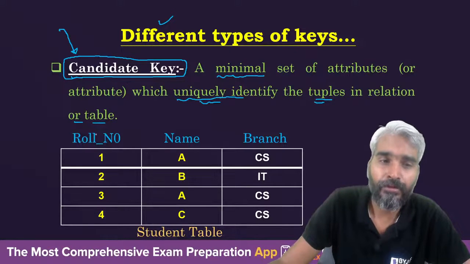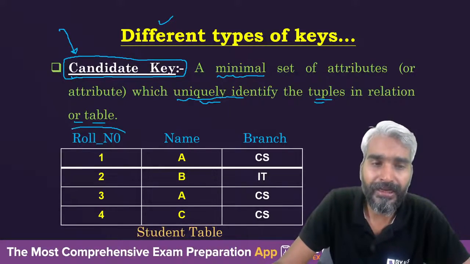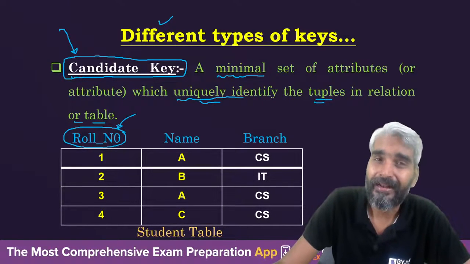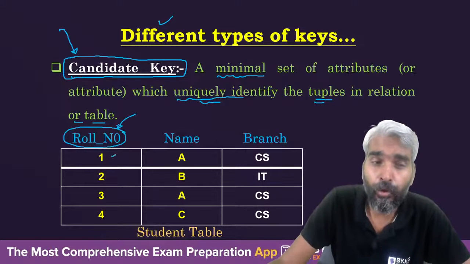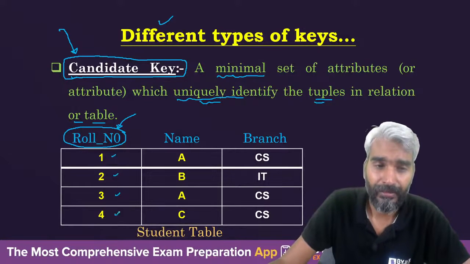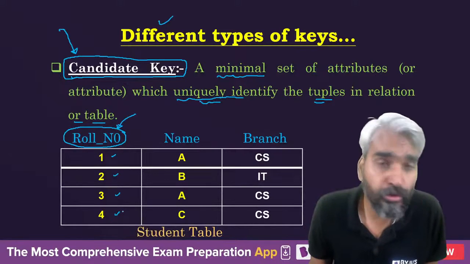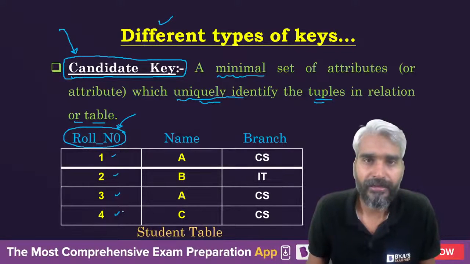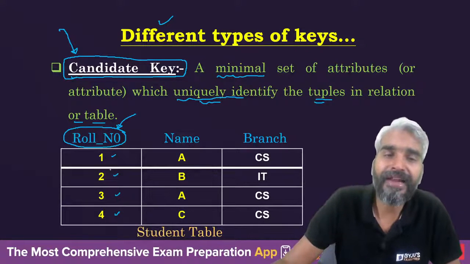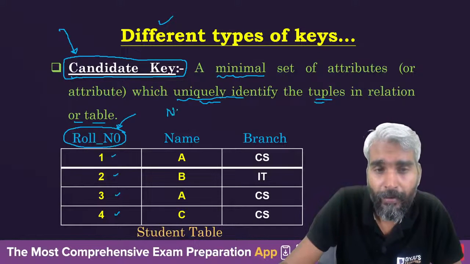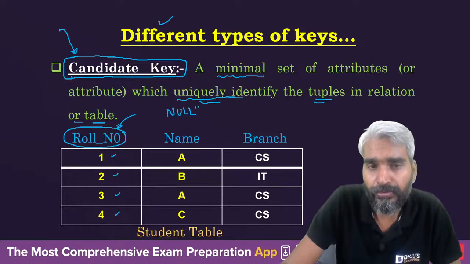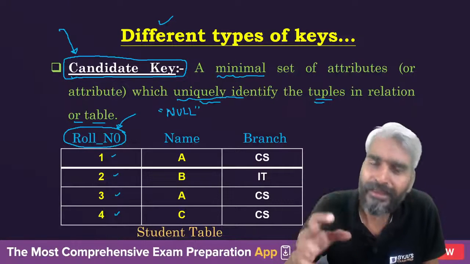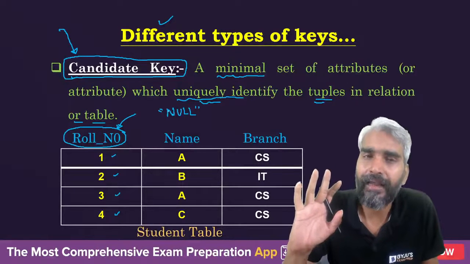So that's the idea. Let's assume in this case roll number is a candidate key. Any attribute whose values are distinct or unique will form the candidate key. Now, there is something called null. Generally people get confused about whether null values are allowed in the candidate key set or not. Null values are allowed in the candidate key.